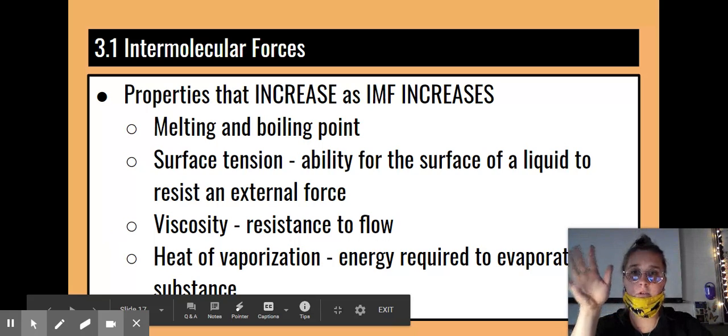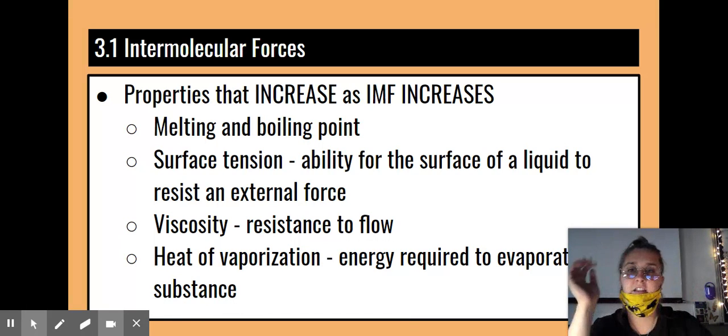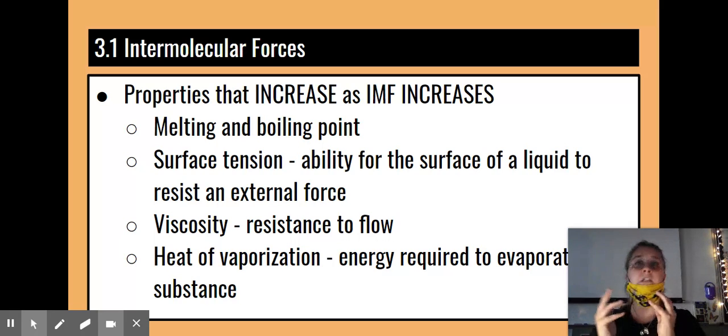So now we need to look at properties that actually increase as your intermolecular forces increase. This is how you're going to be able to analyze different compounds and see which has stronger forces, what impacts that force. These are going to be the tools you need to answer these upcoming practice questions. So, some properties that increase as your intermolecular forces increase: your melting and your boiling point, right? So, like I said, it has to deal with the force's resistance to phase change.